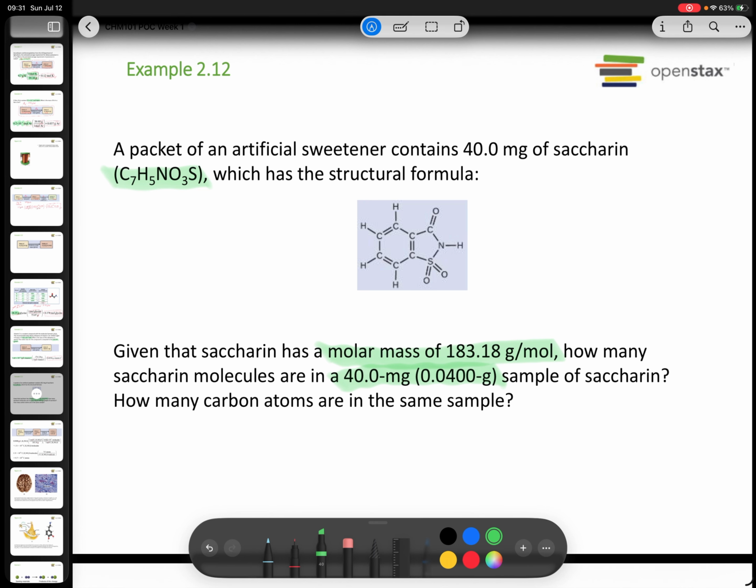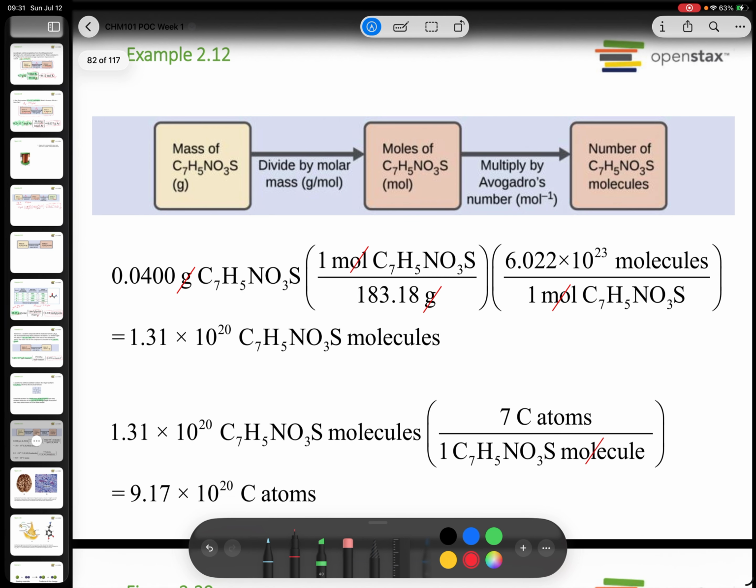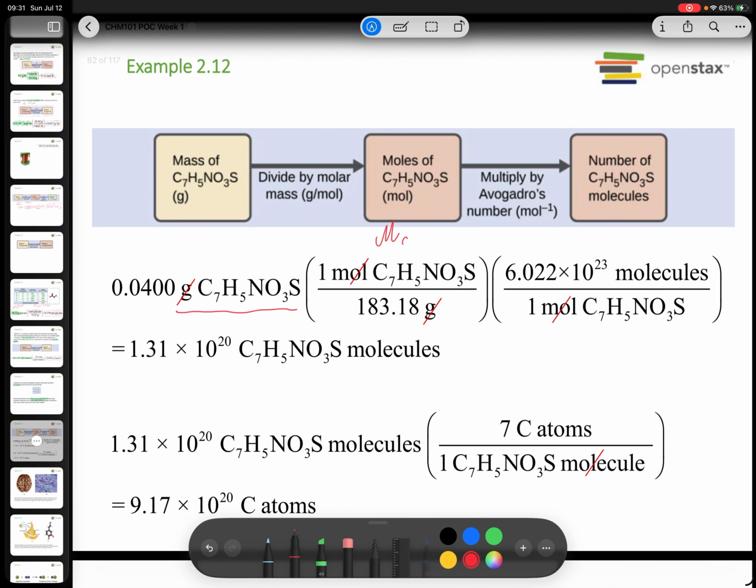Let's compute for that. So, isa-isayin natin siya. So, we have yung mass. So, pag mayroon mga mass na given sa inyo, iba yung unit, kung naka-milligrams, you have to convert it to grams, kasi ang ating molar mass ay naka-grams per mole. So, we have here, ito yung grams ng saccharin natin. Tapos, ito yung molar mass ng ating saccharin. Okay? Tapos, ito ay Avogadro's number. Okay?